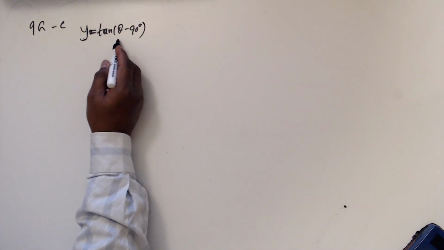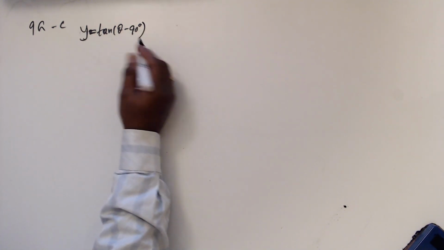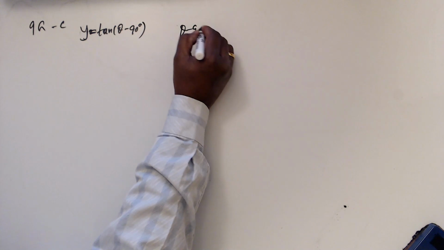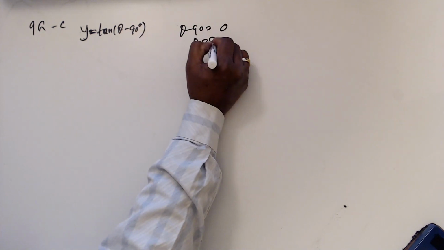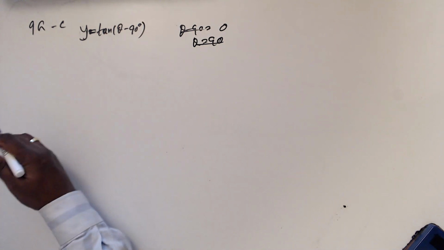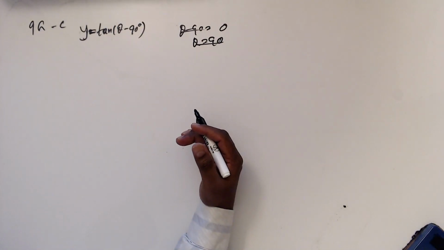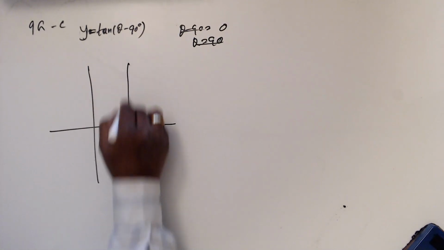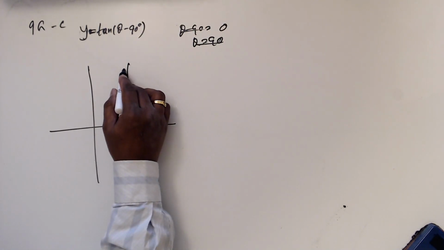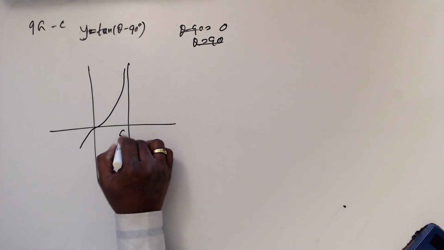y equals tan of theta minus 90, part C. Theta minus 90 equals 0, theta equals 90. You have to shift this graph 90 degrees to the right, 90 units to the right. It means for the tan graph, the asymptote is going to be at 90. So this is the 90 asymptote.